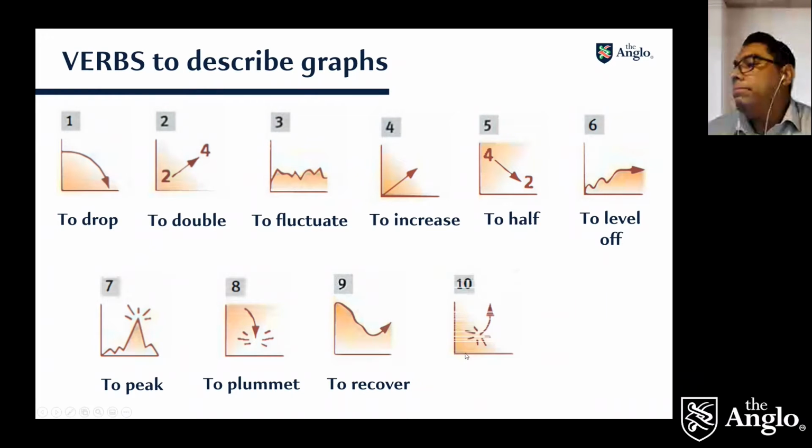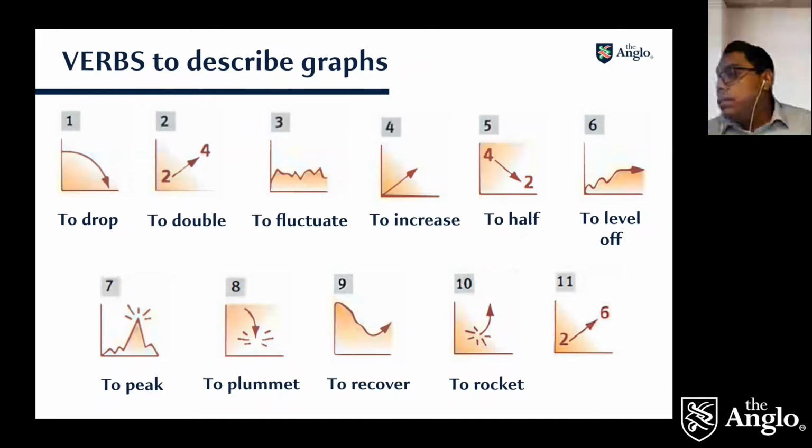Then number 10, to rocket. We might say that this is the opposite of number 8. If plummet was to go down dramatically, to rocket would be to go up dramatically, okay? And the last one, from 2 to 6, obviously 2 to triple. I don't know if you can help me here, Junwen, with a screenshot so that it can be there and people can download this vocabulary. Sure, Gil. Thank you.